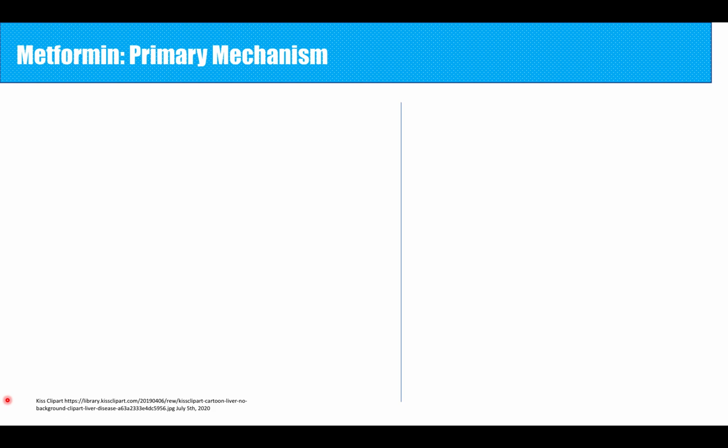Now that you've gained an understanding on the effects of type 2 diabetes on blood glucose levels, let's move on to its mechanisms of action. Now, metformin has at least 3 different ways in which it works to stabilize blood glucose levels. So let's take a look at the primary way in which metformin exerts its effect.